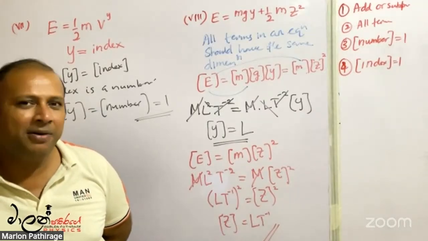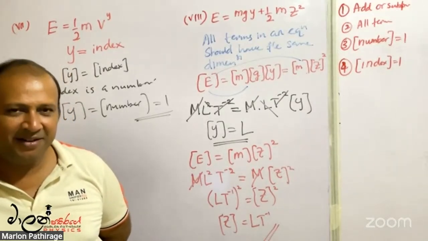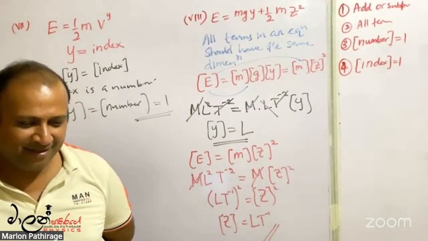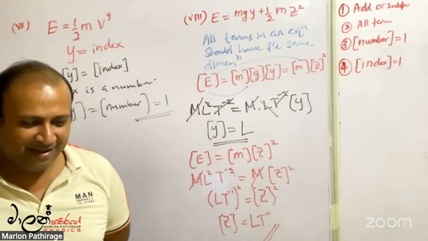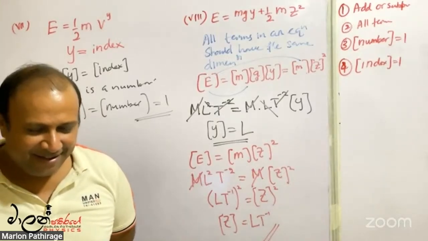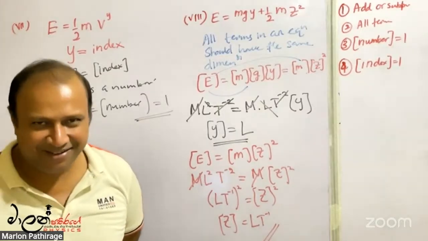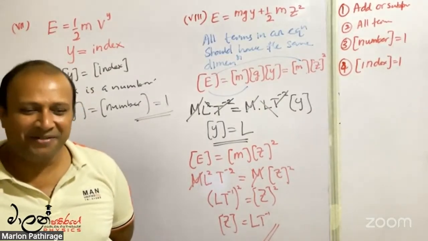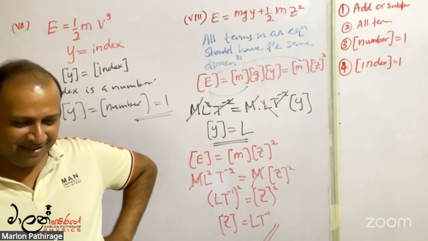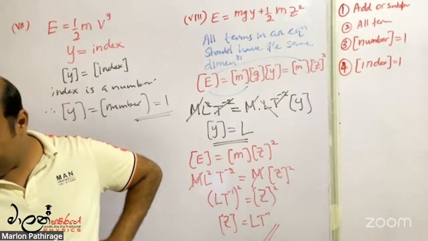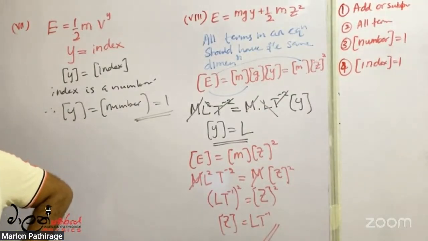How did you take 2? I know you remember the equation for kinetic energy. Therefore, you wrote it as 2, no? Otherwise, you cannot do it.